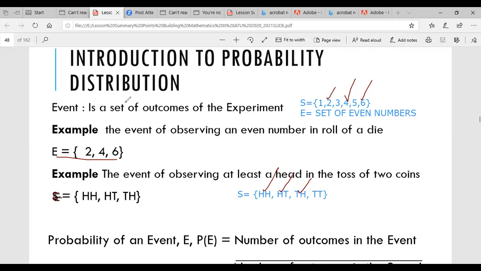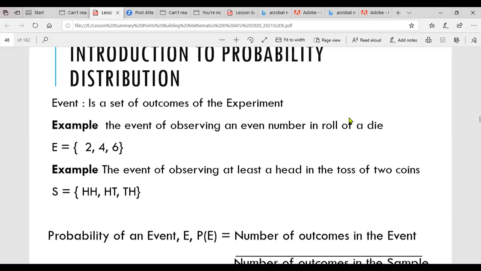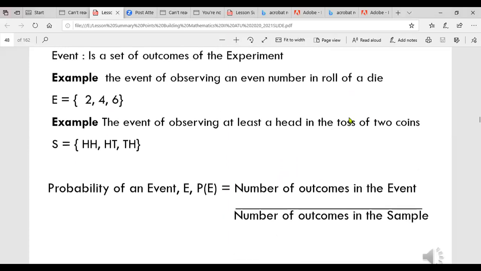Now, the next point I want to make is what we refer to as probability. Now that we've understood these terminologies, we want to also define the probability itself. The probability of an event is denoted as P of E, the probability of the event E. If the event is A, then it will be P of A. It doesn't always have to be E. If the event is B, then it is P of B. Take note of that.